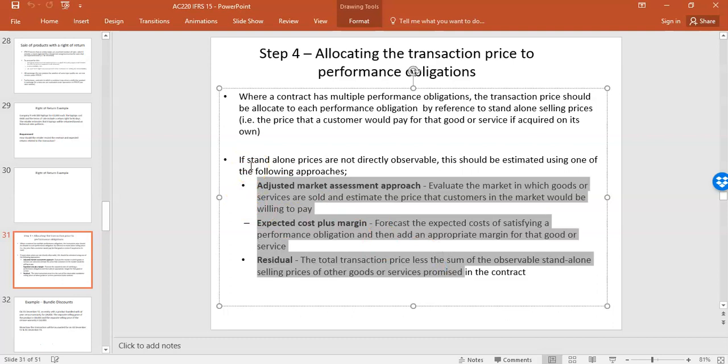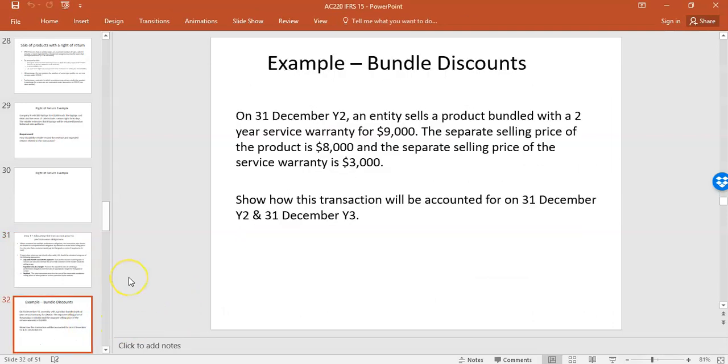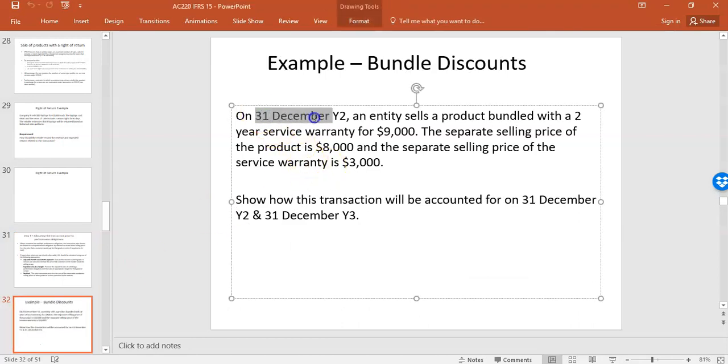So take a practical example then of a bundle discount. So this is like the mobile phone bundle or a laptop bundle deal. In this case, at the year end, 31st December year 2, an entity sells a product bundled with a 2-year service warranty. Right, there's 2 things going on there. So that is 2 promises. One is the product, one is the service warranty. Or in the language of IFRS 15, there are 2 performance obligations. And you're selling that for a bundle price of 9,000. The separate selling price for the product alone is 8 and the service warranty is 3.